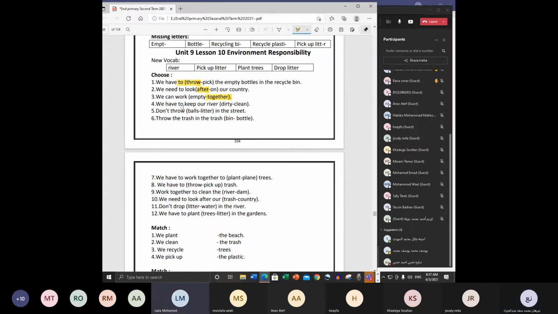We have to keep our river clean. Excellent, Layla. Number 5, Muhammad Ahmed. Yes, miss. Don't throw balls or litter in the street.